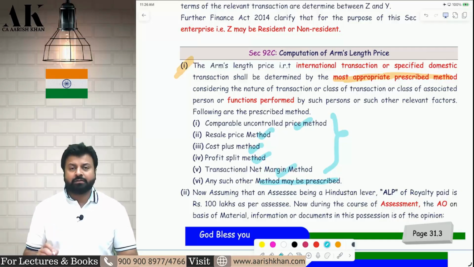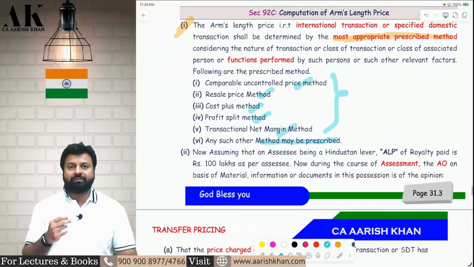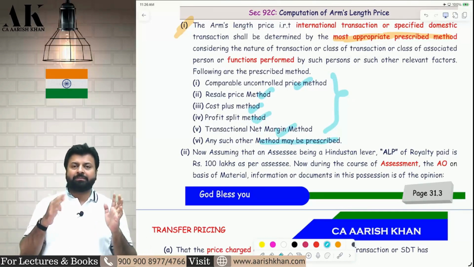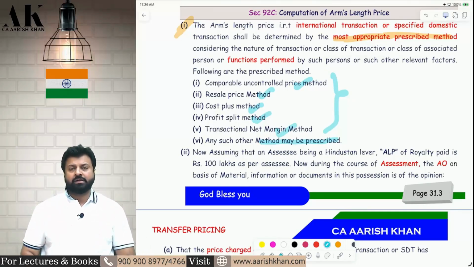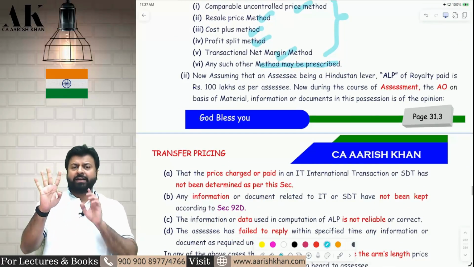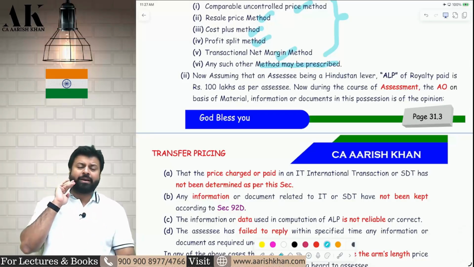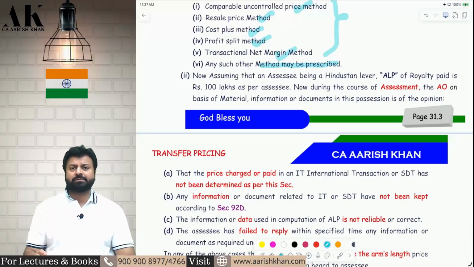Once you select the method, then you have to apply the relevant rules and find out the arm's length price. The department is not going to find out the arm's length price first. First, the assessee will find out the arm's length price. After that, you file the income tax return, and then the AO has the power, during the pendency of the assessment, to determine the arm's length price if you do any of the four things. If he finds you doing any of the four things, he has the power to determine the arm's length price by issuing you a show cause notice.